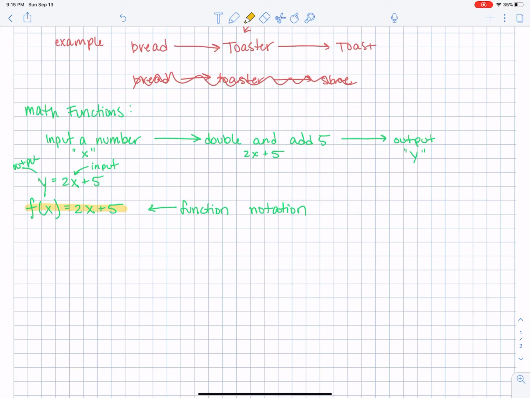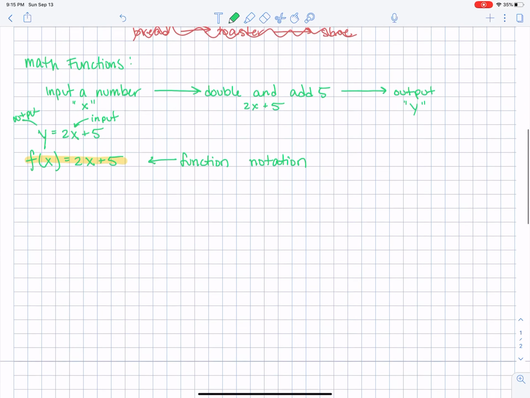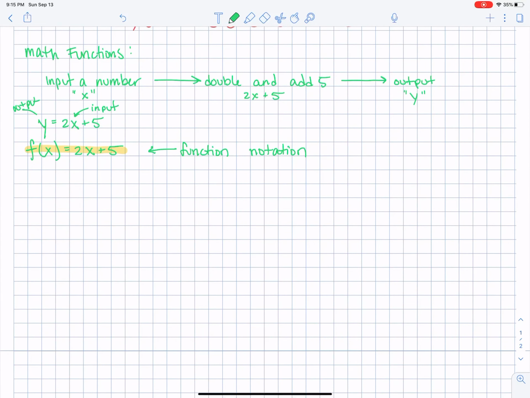And you might be saying, Ms. Lawrence, why the heck are we using it like this? Well, there actually is a point to it. When we write our function notation, for example, if we're using this function, I'm going to rewrite it for you: f of x is equal to 2x plus 5.